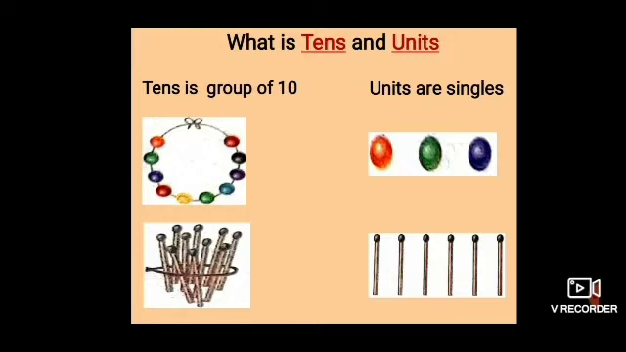Unit, we will count 1, 2, 3. So it is not in the group. A single. Here there is one bundle of 10 sticks. Again we'll count 1, 2, 3, 4, 5, 6, 7, 8, 9, 10. Units: 1, 2, 3, 4, 5, 6. 6 units.